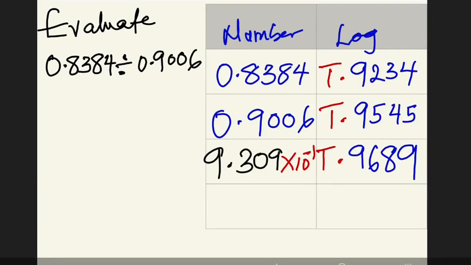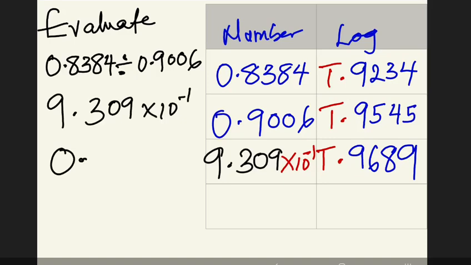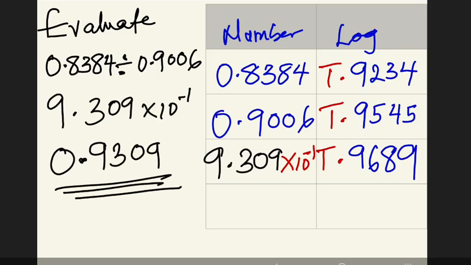So 9.309. You are not going to write it as 9.309 times 10 to the power minus 1. It will not give you 0.9309. So this is the final answer for this question. Let's go to the next one.